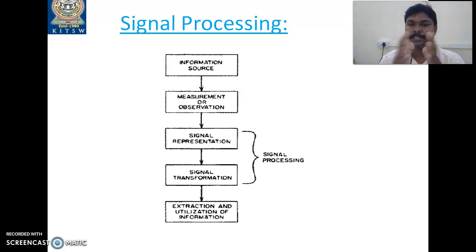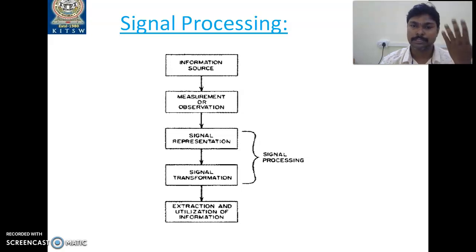So in our speech signal processing, this information source is nothing but the speech which is provided by the human. The speech provided by the human we are taking as an information source. And now coming to the measurement or observation, we need to observe the parameters and characteristics of the speech.